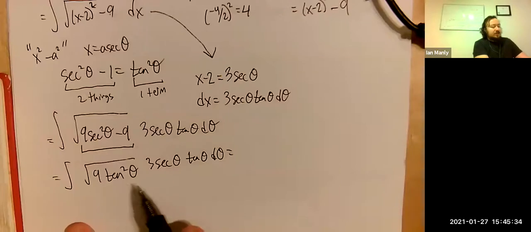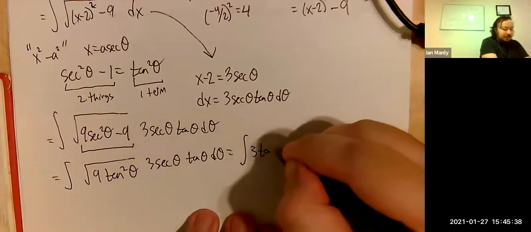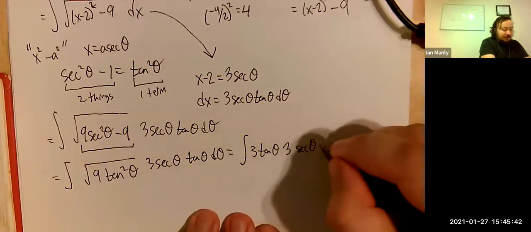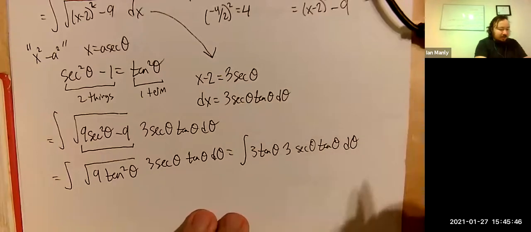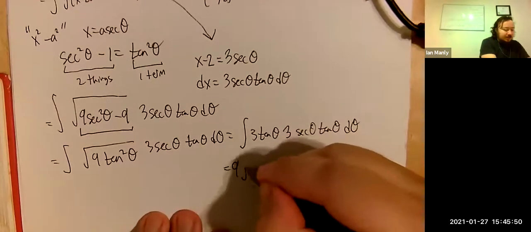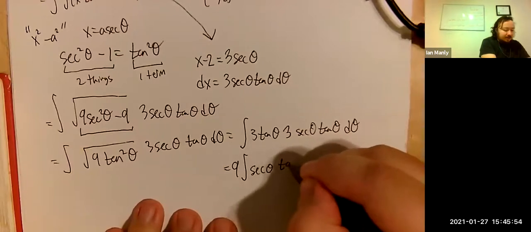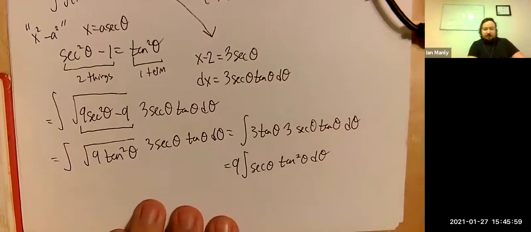Okay, so then the square root of this, now we can easily do that square root. It's going to be 3 tangent of theta. And then we have this stuff hanging around here. All right. And then if I simplify all of this, this is going to be 9, and then we have secant of theta tangent squared of theta, d theta right here.